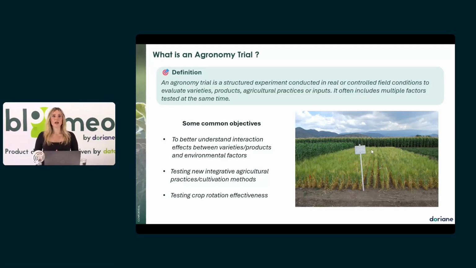Also, agronomy trials are used in evaluating agricultural practices and cultivation methods, such as agroecology, agroforestry, as well as testing crop rotations. So these are trials that have been conducted through multiple locations, multiple years, and combining them together and drawing meaningful conclusions is also pretty challenging.